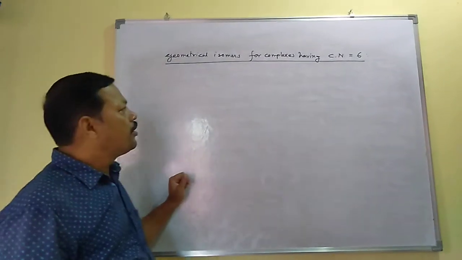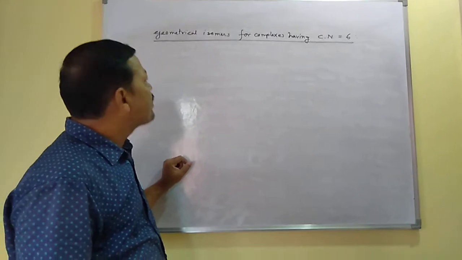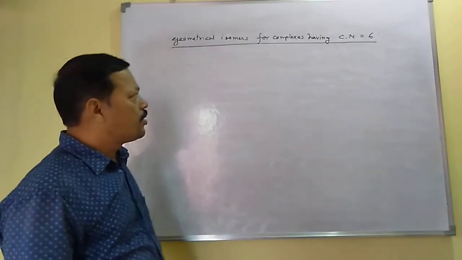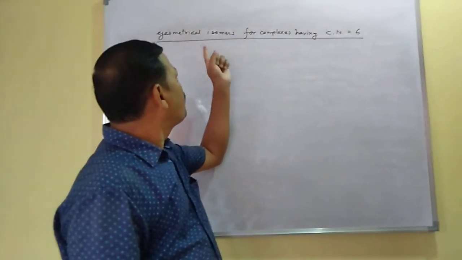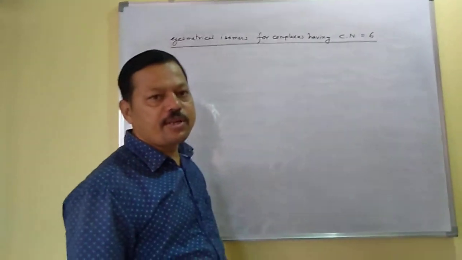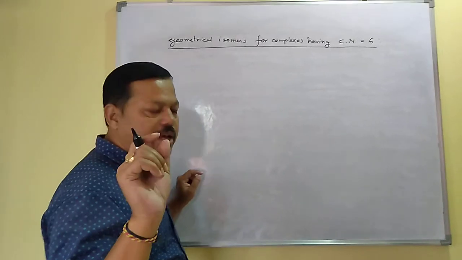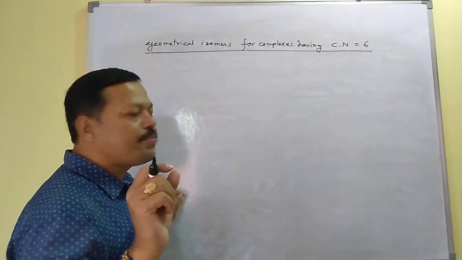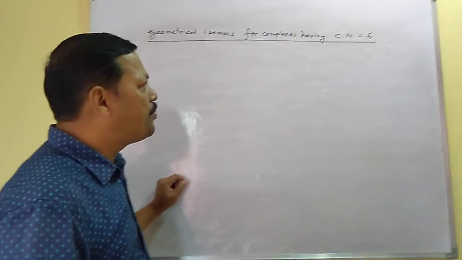Okay, we are doing the chapter coordination compounds, and in last class we have done the geometrical isomers for the complexes having coordination number 4. Now I will do the geometrical isomers for complexes having coordination number 6. As you know, complex compounds generally have two coordination numbers, that is 4 and 6. Coordination number means how many bonds are present inside the complex.